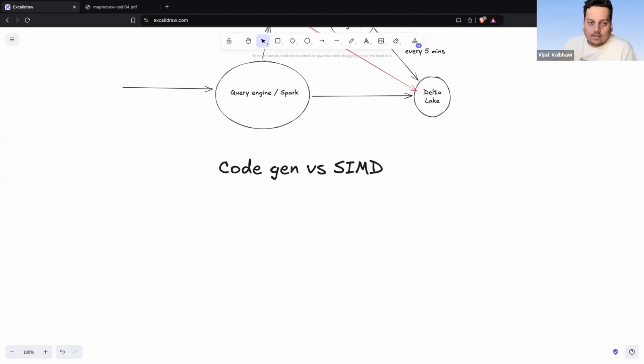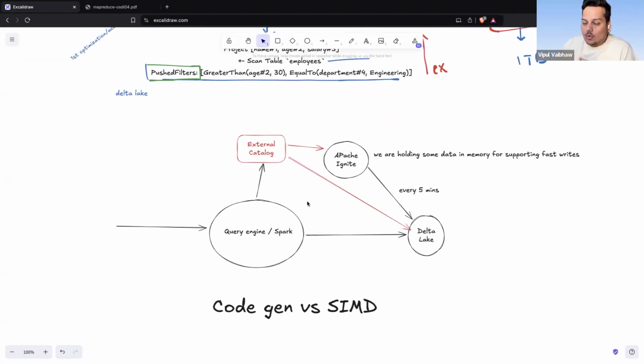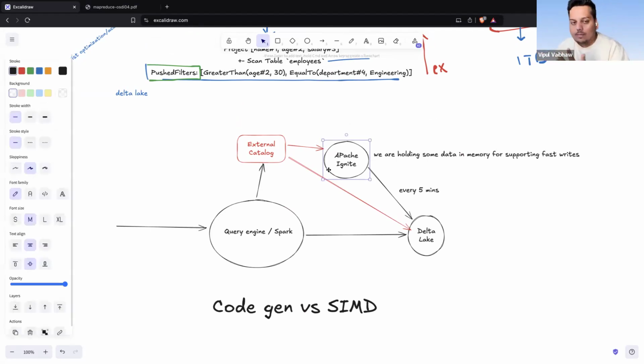You are talking about the architecture. I am saying don't focus on the architecture for now. Focus on the fact that a query engine can have an external catalog, which it can use to fetch things. For example, forget about in-memory and everything.